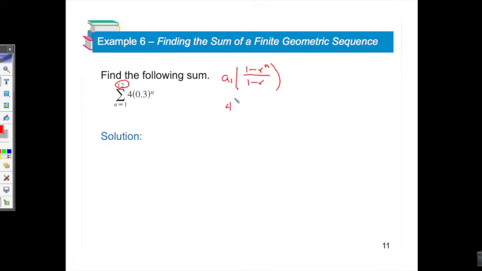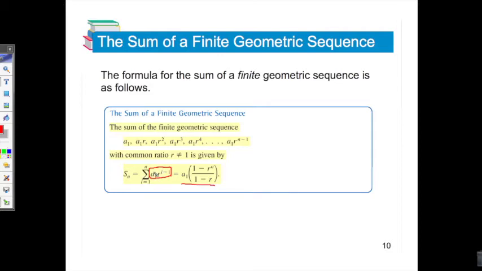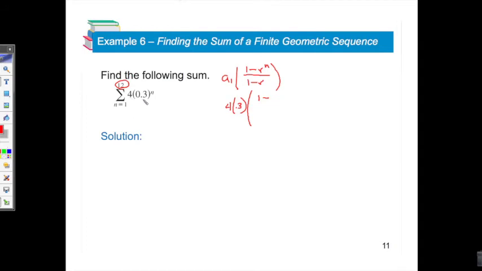So that's my first term, 4 times 0.3. And then that needs to multiply 1 minus r. Now, if I look at the original format for this type of equation, it's the first term times r raised to the exponent. So in here, it's the first term times r. So my r value is 0.3 raised to the n. My n value in this case is a 12. And then on the bottom here, 1 minus my r value, 0.3.